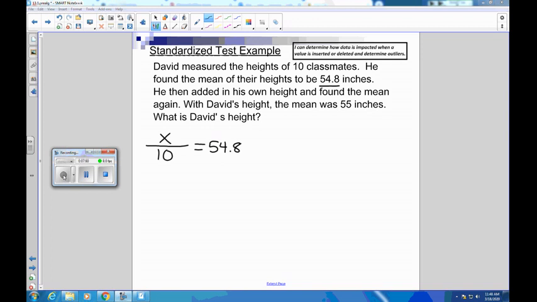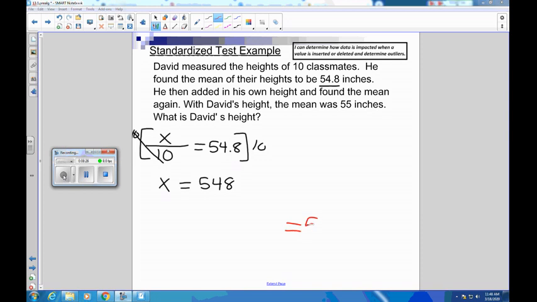To get x by itself, I'm going to do brackets and multiply both sides by 10. These then cancel out, so I'm left with x equals, and then 54.8 times 10 is 548. So that is the total of all of his classmates' heights added together. But now it says he added his own height and found the mean again. With his height, the mean was 55 inches. What is David's height? So now I'm going to set up another equation.